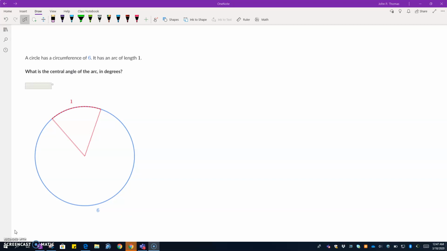So we're going to start with the same formula we had for the first problem, which is L equals theta over 360 times 2 pi r. And we're going to plug in the information we know. So first thing I notice is they tell me the arc length is 1. So I'm going to put a 1 in for L. They don't tell us the theta, so I'm going to leave that theta over 360.